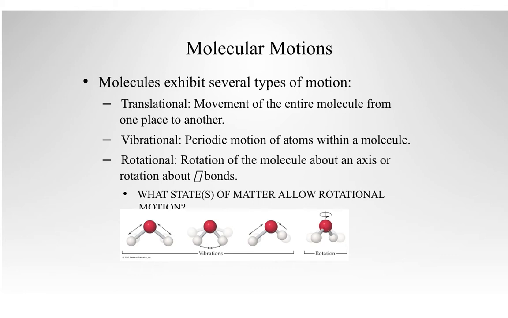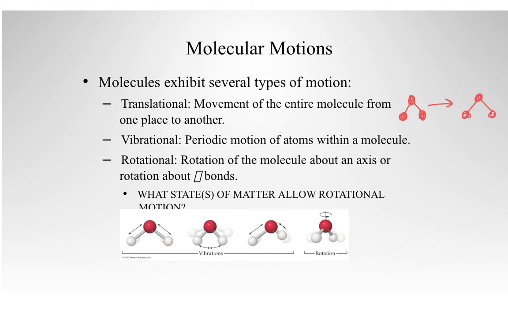All right, so we've talked about different kinds of molecular motions a little bit so far this trimester. In order to understand microwave spectroscopy, we have to understand different kinds of molecular motions. The very first kind is translational motion. This would essentially be a molecule moving from one place to another, so the entire molecule moves to a new location in space.